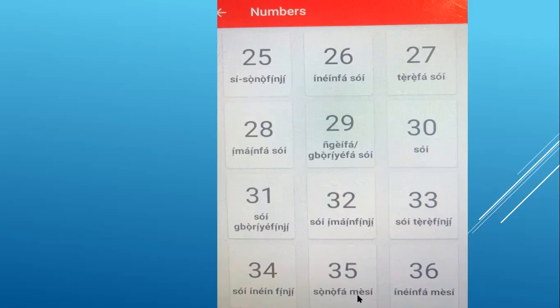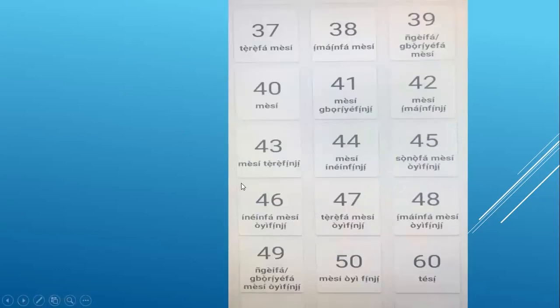Now Macy, mine, similar to the other one, is like my mama C. So 2 times 20 is 40. So 36 is Ine Fasoi. Sorry, Ine Macy. That is 4 before 2 times 20, or less. So Ine Macy. And then we go on to Messi, Borie Finji, Messi Imai Finji, Messi Tere Finji, Messi Ine Finji, Son of Messi Oyi Finji. Now this is a mouthful.